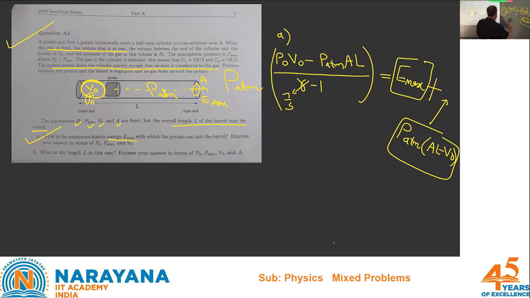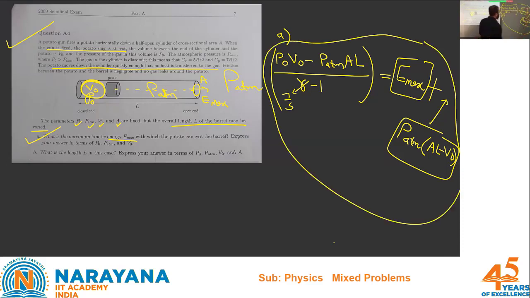LHS is this. Now if I look into this equation correctly, what are the unknown parameters here? E max, I think we should be able to sort out from this. Check that. The result should have a P naught term, V naught, and P atm. So P atm, P naught, V naught. Just observe that the AL term is not coming in the final expression.